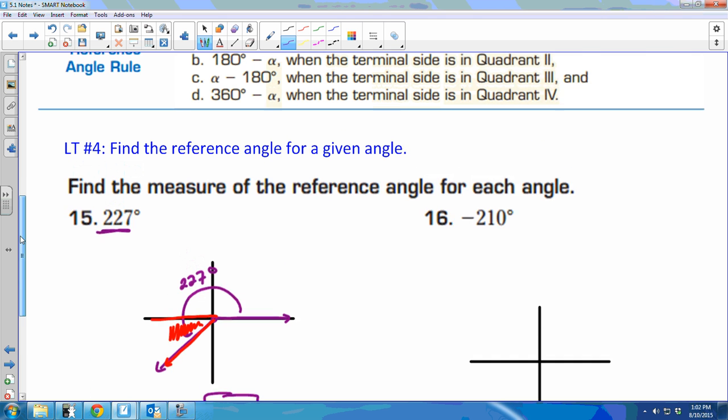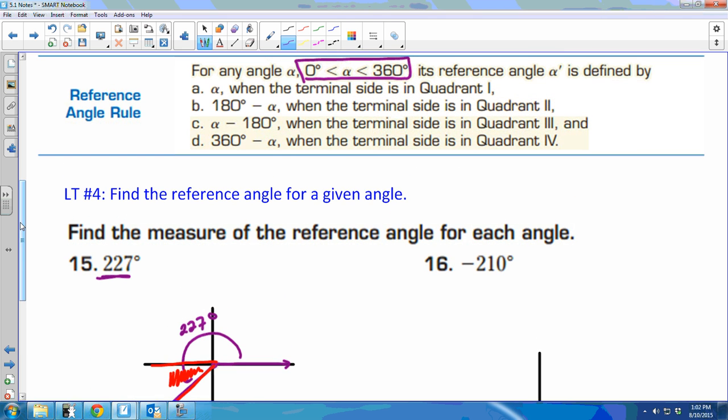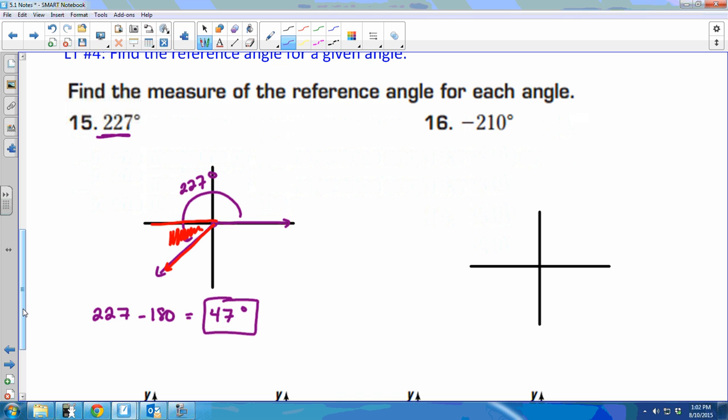Now again, I just said that your original angle has to be between 0 and 360. So the last example, it's negative 210. I can draw that angle, but it's going to get tricky about doing the right math because it's negative. So we need to find a coterminal angle first. So how do I find a coterminal angle? What does learning target 3 just boil down to? Adding and subtracting 360, right? So I need to add 360 to get a coterminal angle. So I get 150 degrees.